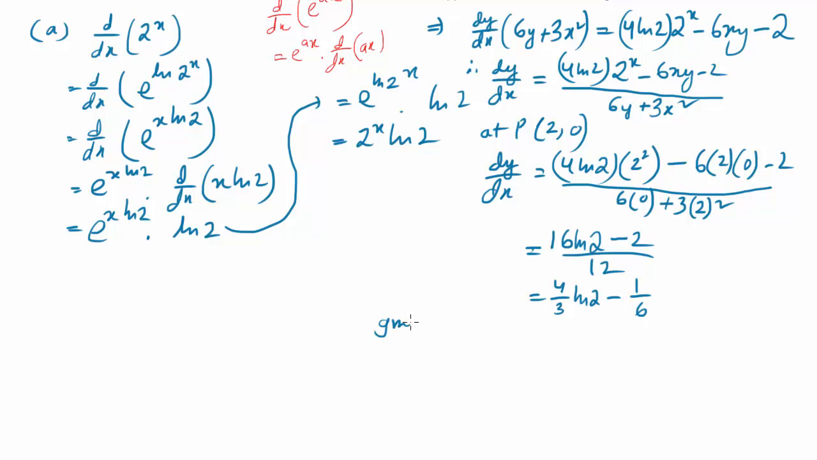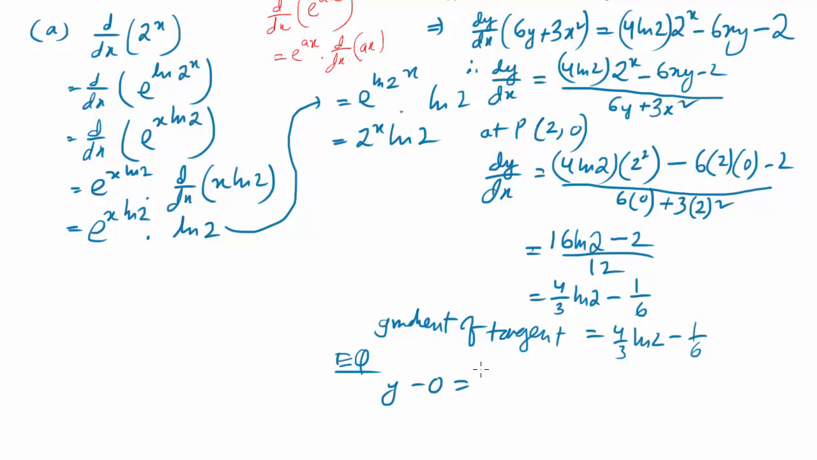So the gradient of the tangent is also going to be the same as the gradient of the curve at that particular point. So gradient of tangent equals 4 by 3 ln 2 minus 1 by 6. So the equation of the tangent is going to be y minus y1. Since the point P is (2, 0), it's going to be y minus 0 equals m, the gradient, which is 4 by 3 ln 2 minus 1 by 6, times x minus x1, which is 2. Since they did not ask for any particular format of the equation of the tangent, it doesn't really matter whether we simplify this or not.